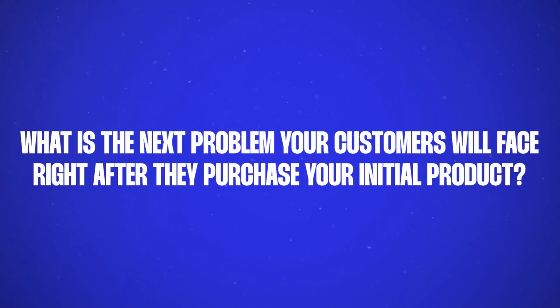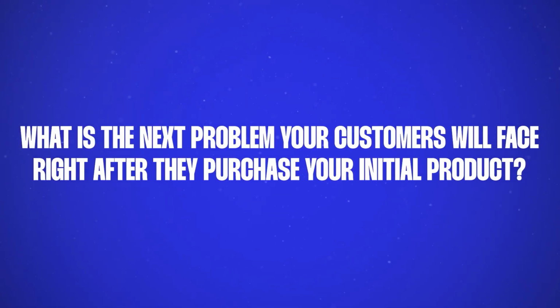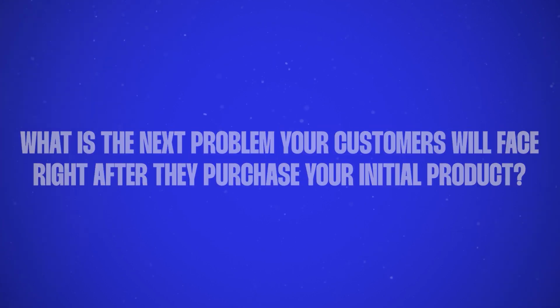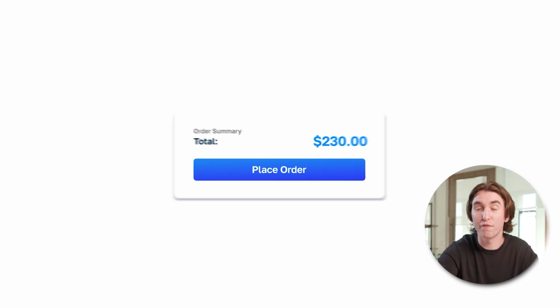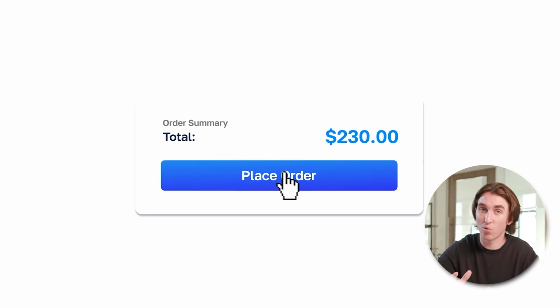Okay, if it's an info product, we think about what is the next problem that your customers will face right after they purchase your initial product. Then what we want to do is create a plug and play solution for that next problem. For example, if you sold a product about how to build low ticket funnels, like what we're talking about right now, well, then the next logical upsell might be a product teaching people how to actually get traffic to those products. Makes sense, right?